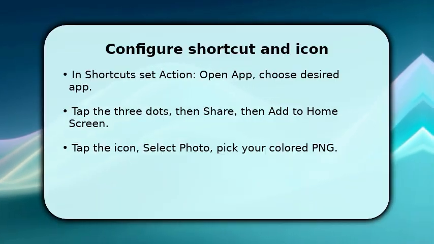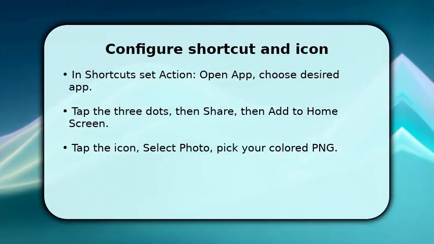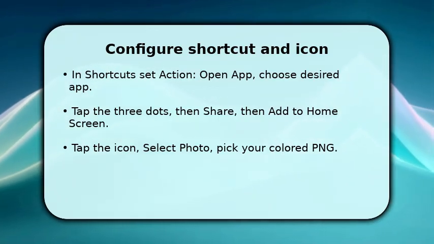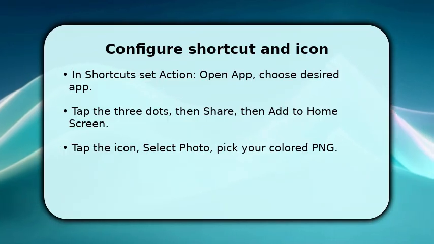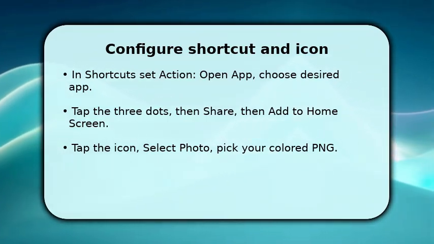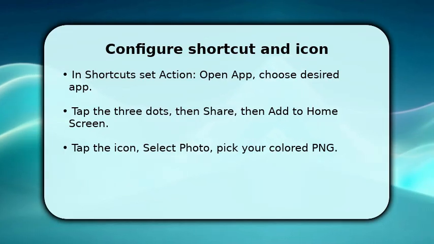Now, press the icon thumbnail and choose Select Photo. Pick the colored PNG or image from Photos that matches the app color you want. Make sure the file name and image dimensions look square to avoid distortion. Once selected, adjust the visible crop so the color fills the icon.